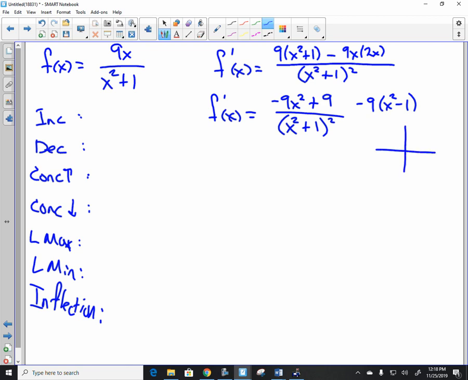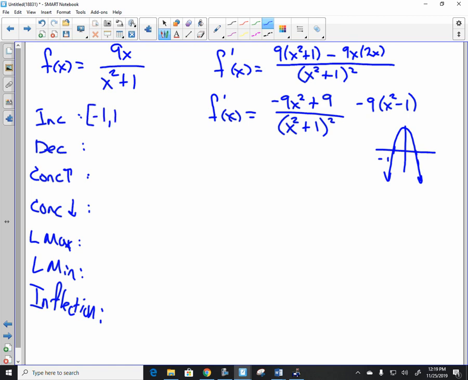So that looks like it crosses the x-axis through what points? 1 and negative 1. Is that a parabola that goes right side up or upside down? Upside down, because it's a negative 9x squared. So that's the graph of f prime. What we want to do is determine intervals of increasing. Increasing happens wherever the first derivative is positive, which would be from where to where?